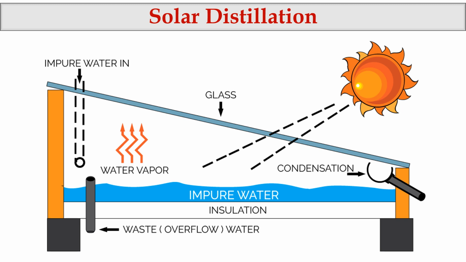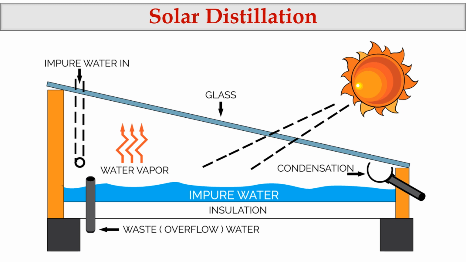So this solar distillation is a very simple process of purifying water. It's just a very simple process where we put the impure water here. If you look at this picture, we put the impure water here, and we have the glass placed on here. Using the solar radiation, the water will be heated and the water vapor will hit the glass surface, and then it will condense. The water vapor will be condensed and collected as pure water. It's a very simple process.